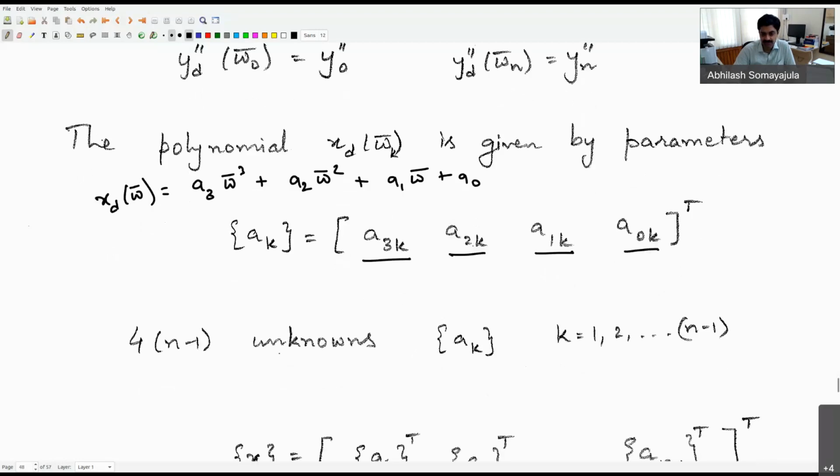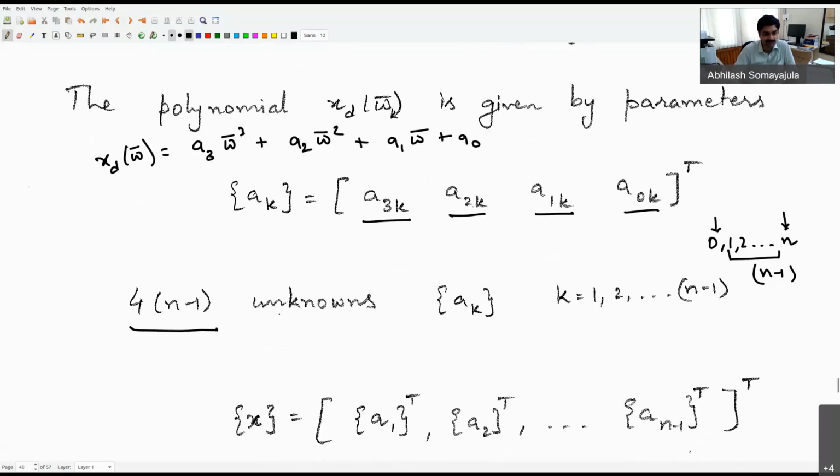So given that we have points ranging from 0, 1, 2, all the way to n, and the first and the last are boundary conditions, we end up with n minus 1 intermediate waypoints. And for each of these intermediate waypoints, we will have one polynomial associated with it. So thus we will have 4 times n minus 1 unknowns, and we need 4 times n minus 1 equations in order to solve this.